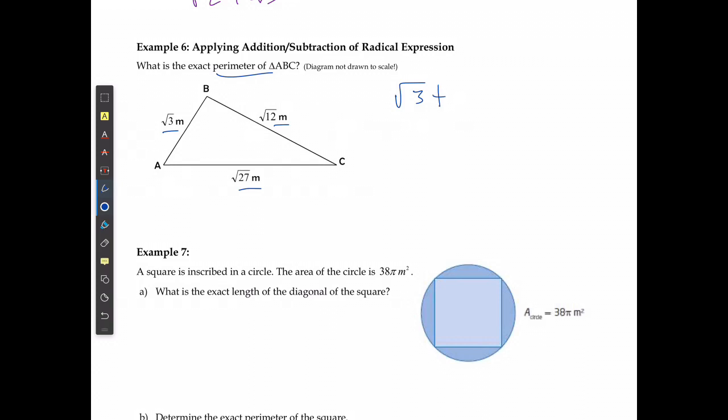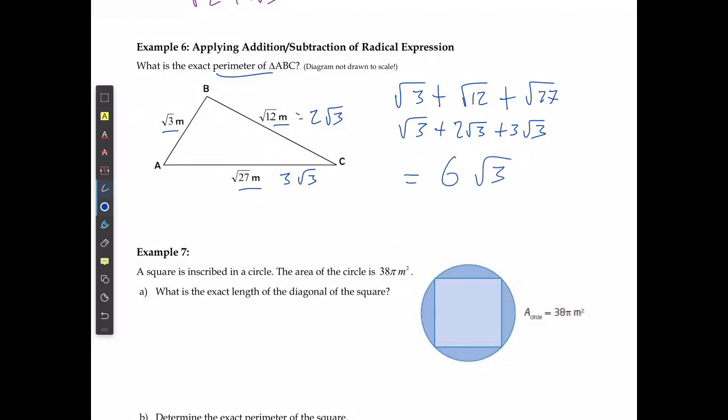And then I'm adding to that the square root of 12 and the square root of 27. Well, the square root of 12 and the square root of 27 can both be simplified. The square root of 12 is going to be the same as 2 root 3, and square root of 27 is the same as 3 root 3's. And because they all have the same radicand, same index, this is all going to be 6 root 3 meters when we combine it as exact values.